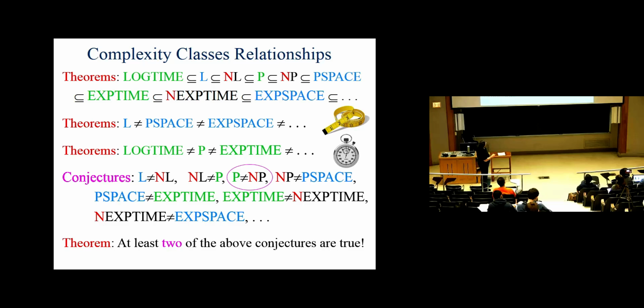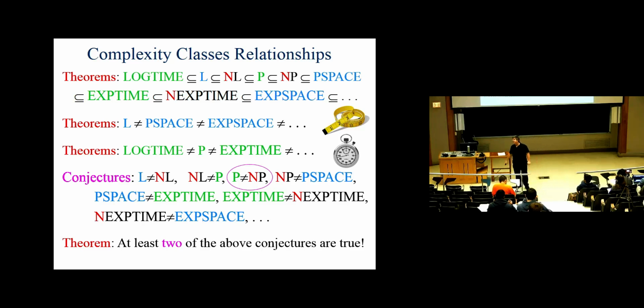So among these conjectures, we know that at least 2 must be true for sure. We just don't know which 2, and chances are they're all true. But for sure, they can't all be false. That would contradict the hierarchy theorems for both space and time if they were all false. In other words, it can't be that log time is equal to X space. That's an impossibility, because sandwiched in between them are a bunch of other things that are not equal to each other. So the 2 ends can't be equal.